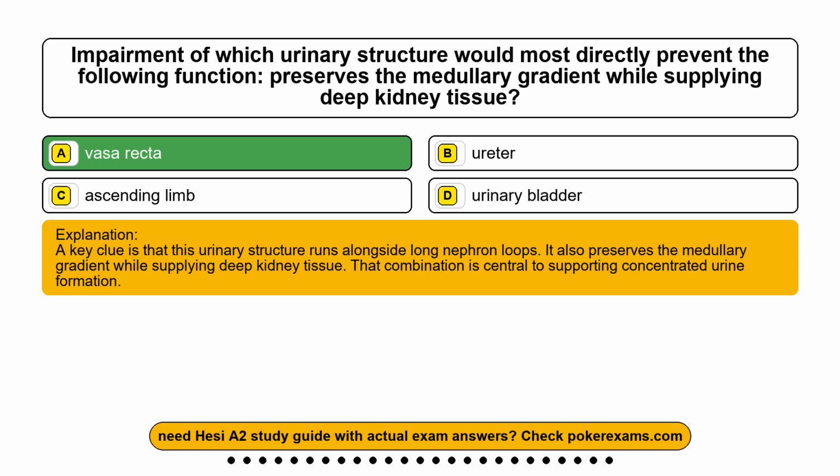A key clue is that this urinary structure runs alongside long nephron loops. It also preserves the medullary gradient while supplying deep kidney tissue. That combination is central to supporting concentrated urine formation.